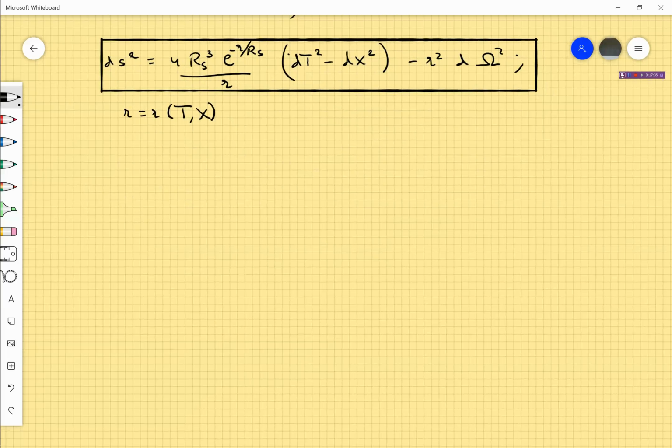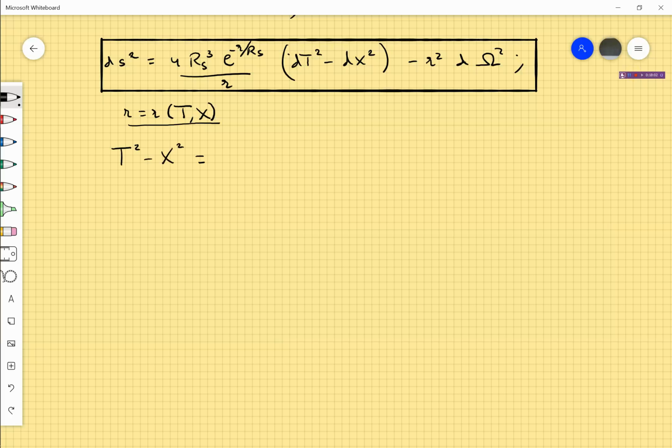So, in order to see exactly how this comes about, we want to relate these new coordinates, capital T and capital X, to the old coordinates t and r. This is implicit here, but we want to find this explicit change. And there are certain combinations which are easier to deal with.